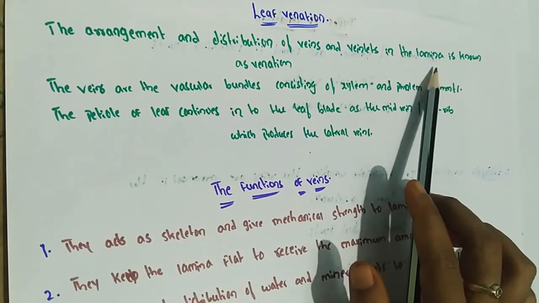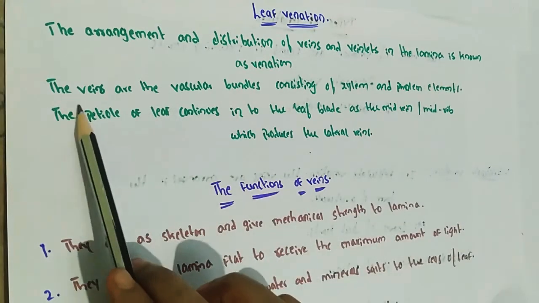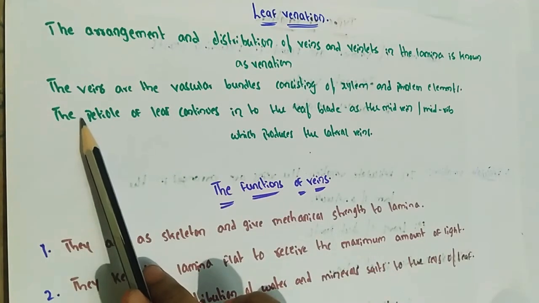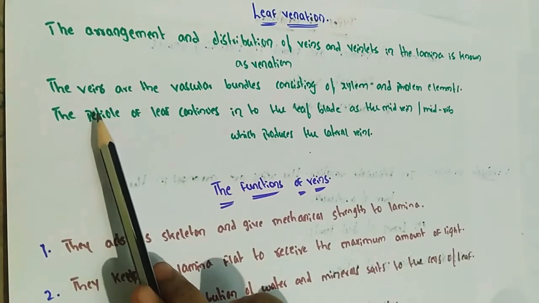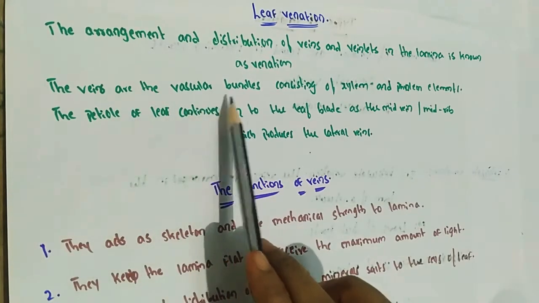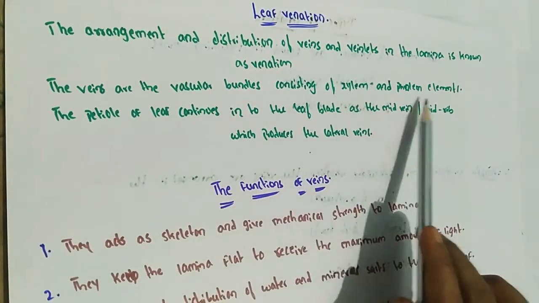It performs the function of photosynthesis. The veins, or the vascular bundles, are the cells that bring water and minerals from the roots into the leaf. So, it is a vascular bundle. It consists of xylem and phloem elements.